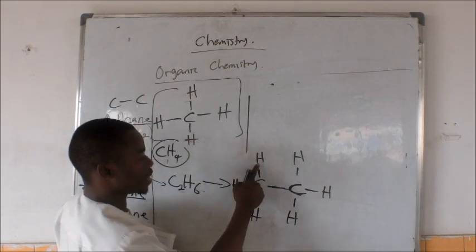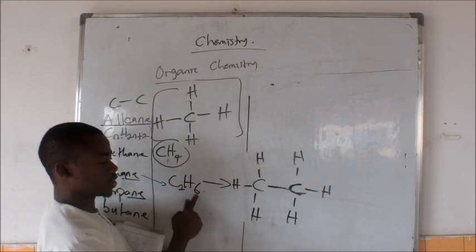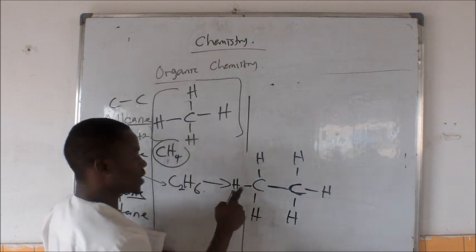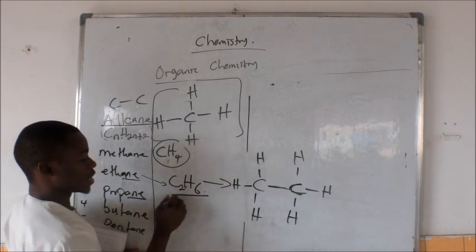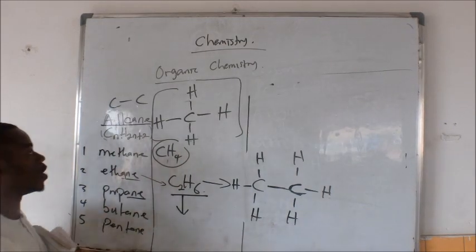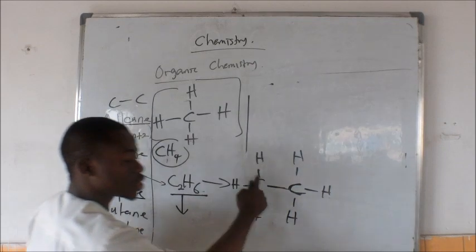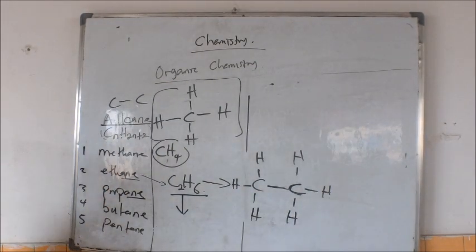If you count the number of hydrogens that you have here, it is 1, 2, 3, 4, 5, 6, which is 6 hydrogens. Count the number of carbons that you have here: 1, 2. And that makes it C2H6. This is the molecular formula of ethane, and this is the structural formula of ethane. Now let's pick another member of alkane.